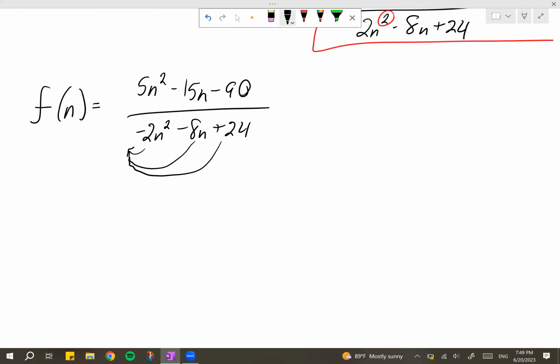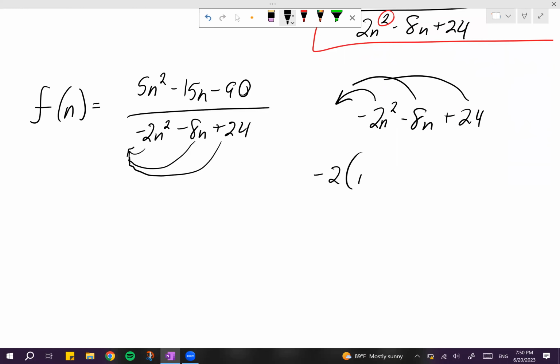So looking at my denominator for your vertical asymptotes, you look at the denominator of your fraction. So we have negative 2n squared minus 8n plus 24. I'm going to factor out a negative 2, and I'm going to get negative 2 times n squared plus 4n minus 12.